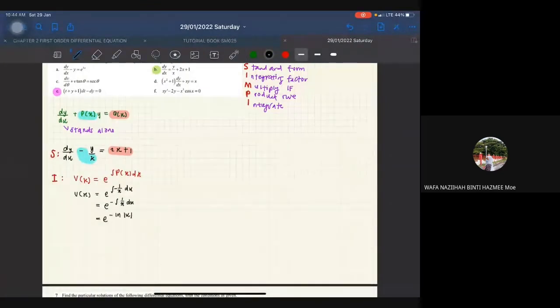Okay, so you don't have to plus C. Tak perlu plus C sebab ini bukan jawapan akhir awak. Nanti plus C kita akan letak dekat sini, integrate yang plus C. Alright, so daripada situ awak ada e negative ln modulus of x.